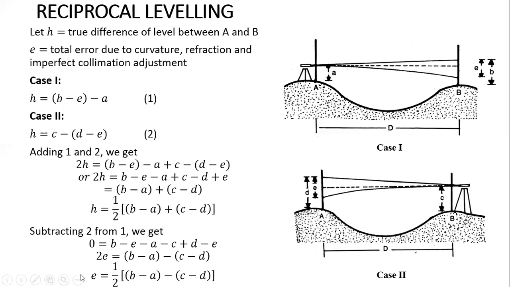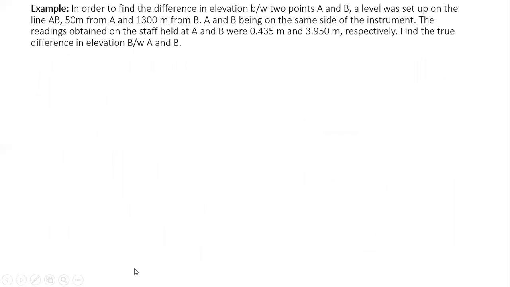So this is the equation if you want to calculate the total amount of error, so we have to get it from this relation. That is B minus A minus C minus D divided by 2. So this is your reciprocal leveling. Now next we will do 1 or 2 examples based on what we had discussed last time and in today's lecture also.